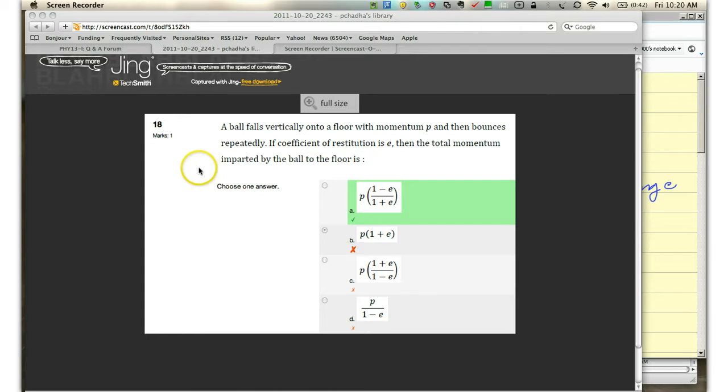So just by visualizing what's happening physically, it should be obvious that this will be some kind of a series. The first impact, second impact, third impact, and so on and so forth. And it needs to be some kind of a series that you can sum to infinity. That's kind of what the problem should tell you straight away. So let's see how to approach it.